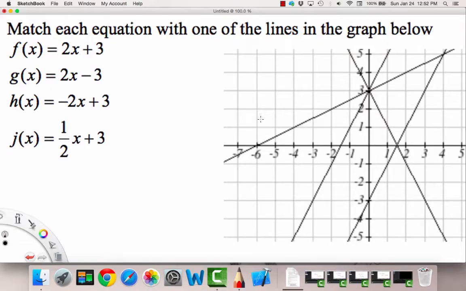Here's another example. We'll do an exercise here. It says match each equation with one of the lines in the graph below. So here in the graph we have 4 lines, and here we have 4 equations in order to match them up.